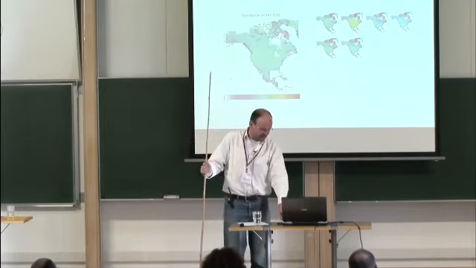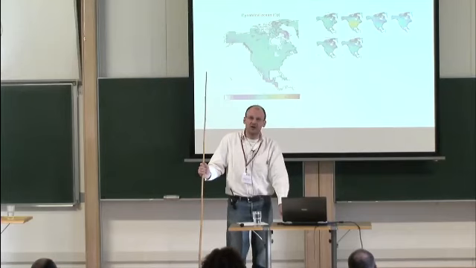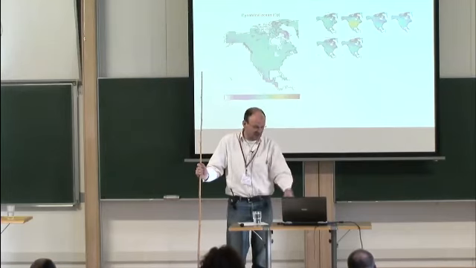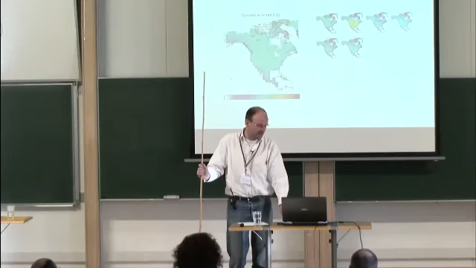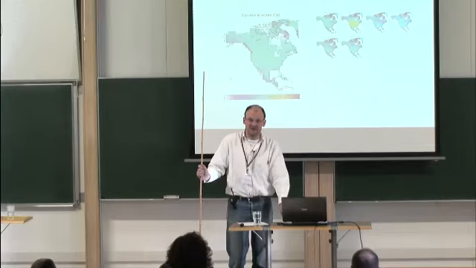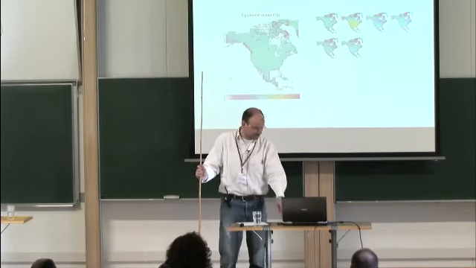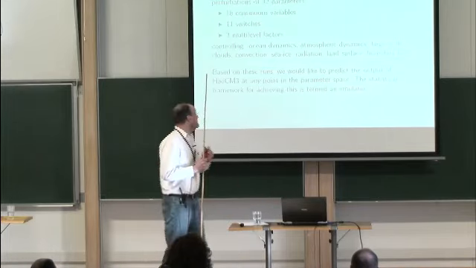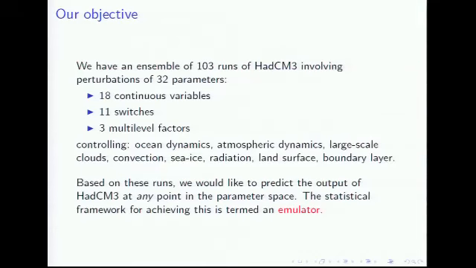So that is the basis of our experiment. 103 runs of HadCM3, each involving 2 integrations to calculate, in this case, a map for North American summer temperature anomalies at the grid scale, which is 3.75 degrees by 2.5 degrees. So those are the individual color blocks that you can see on that picture. So our objective then is to understand more about HadCM3 on the basis of these 103 runs.